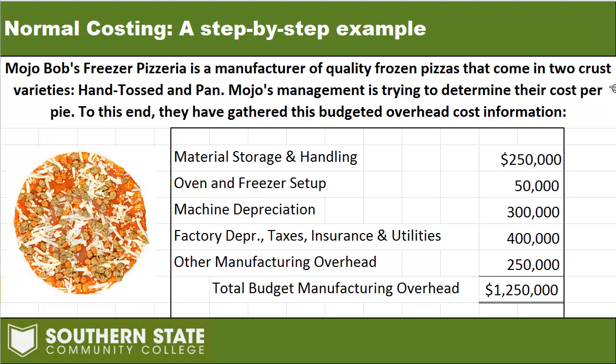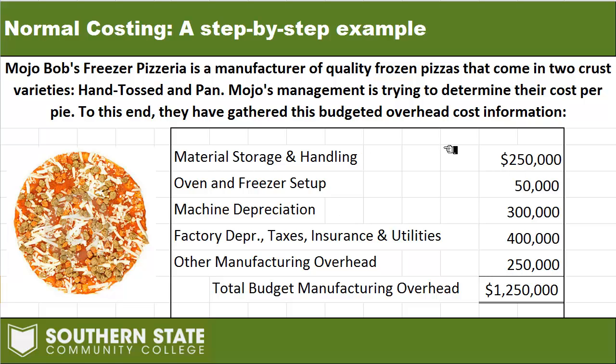We've got Mojo Bob's Freezer Pizzeria. They manufacture quality frozen pizzas that come in 2 different varieties, hand tossed and pan, and they're trying to determine their cost per pie. So they've gathered all the overhead cost information they have, and we've got that right here. Now keep in mind, these are all overhead amounts. Not direct material, not direct labor. If it's not either of those, it gets dumped into overhead.